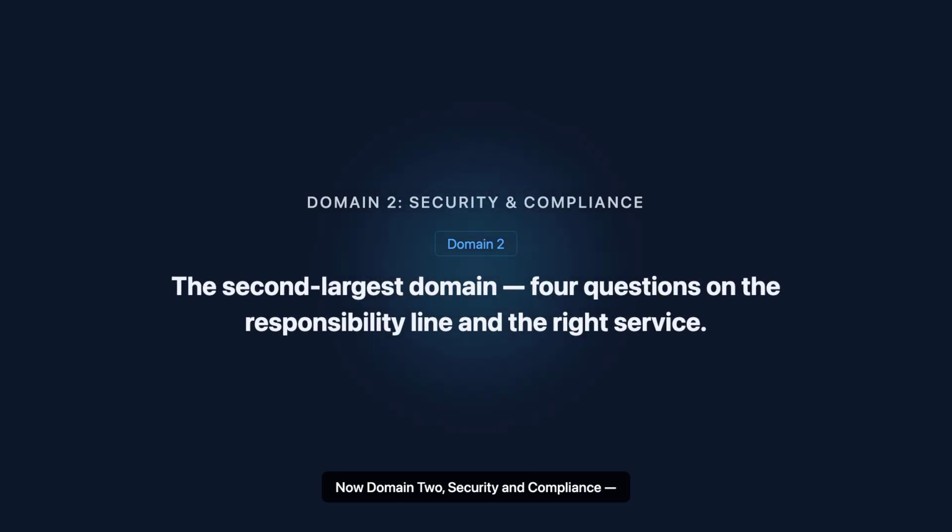Now domain 2, security and compliance, the second largest domain on the exam at roughly 30%. These 4 scenarios test where the responsibility line falls and which security service does which job. Get the service boundaries clean and this domain becomes the most predictable of the 4.